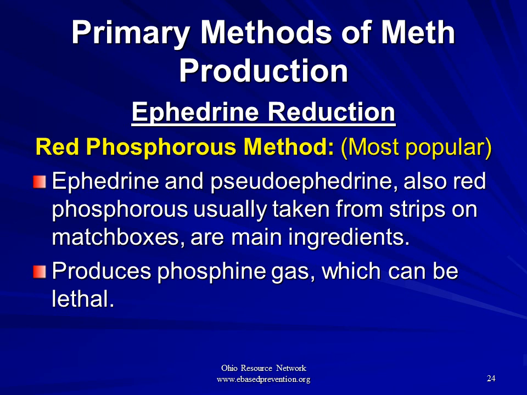In a clandestine lab, methamphetamine is produced in one of 3 different ways. The one that's used the most often is the red phosphorus, or also known as the red pea method. And this is where ephedrine and pseudoephedrine are combined with red phosphorus and are then reduced to methamphetamine.